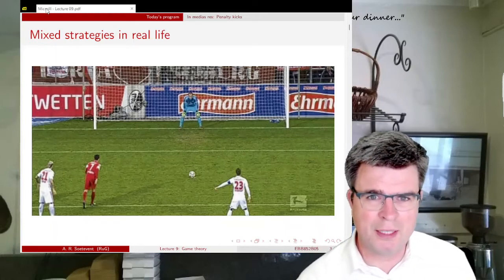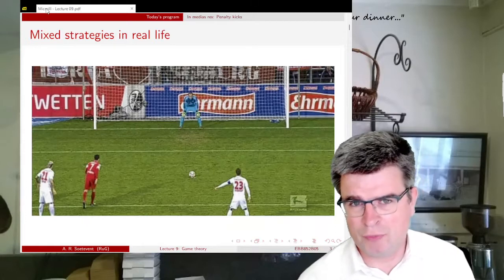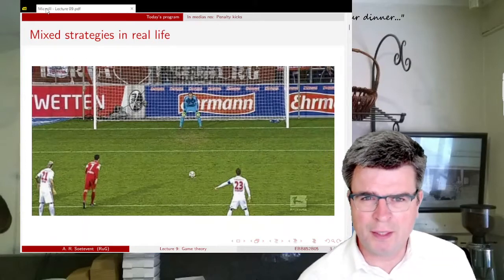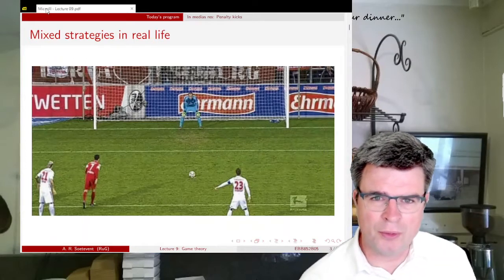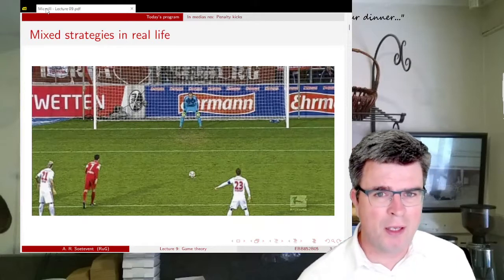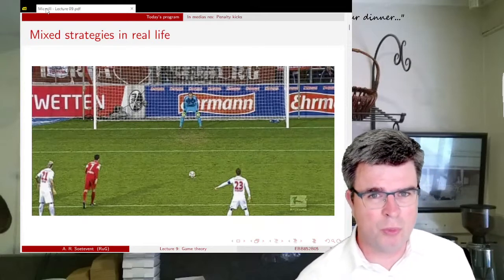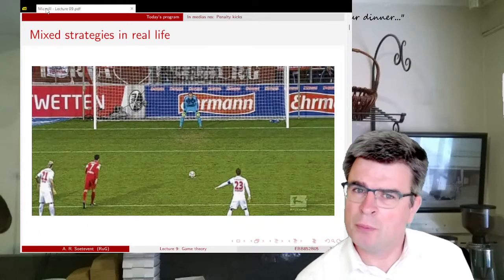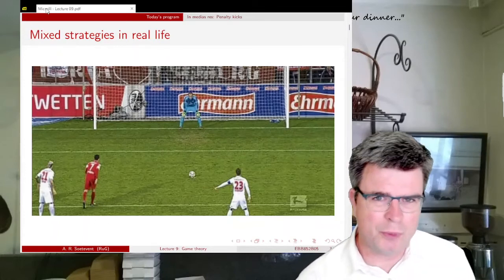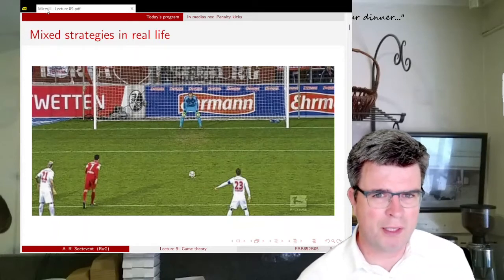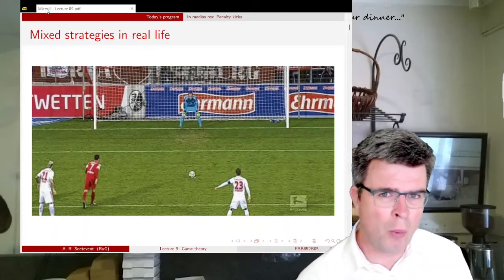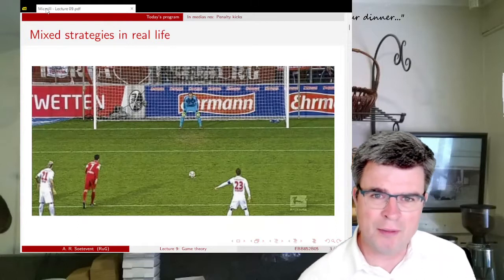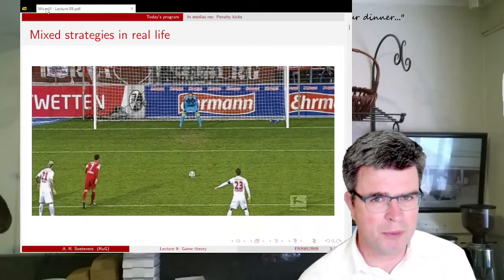Well, most players have a preference for left or right because, for example, they are right-footed, so they feel that they can kick more precisely the ball into the corner if they aim right. Would that be a reason to always kick the ball to the right of the goalkeeper? No, because the goalkeeper will anticipate that. He will know which player he faces and what the preference of the player is. And if the player is known for always kicking the ball to the right, then he will also dive to the right and stop the penalty. So the player will not be successful.